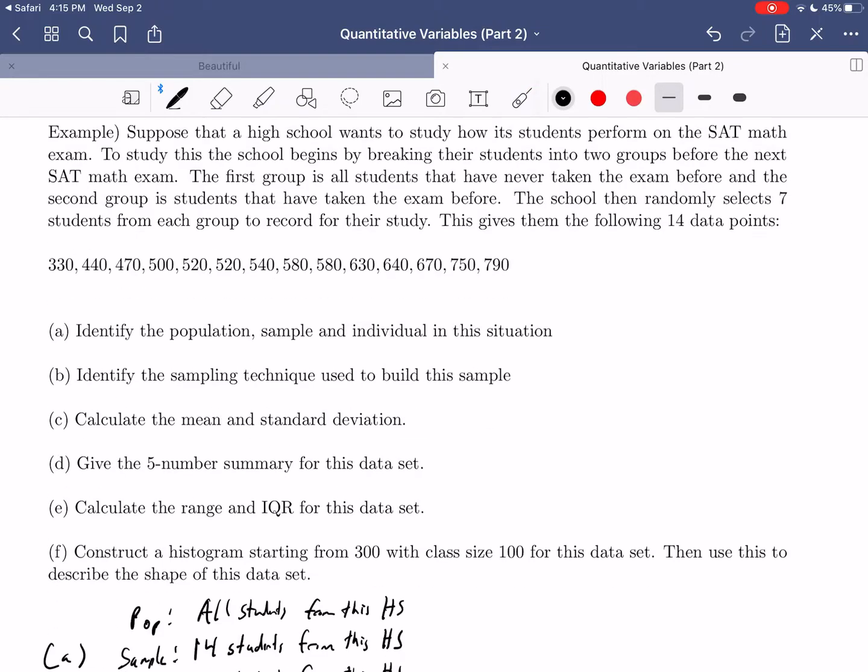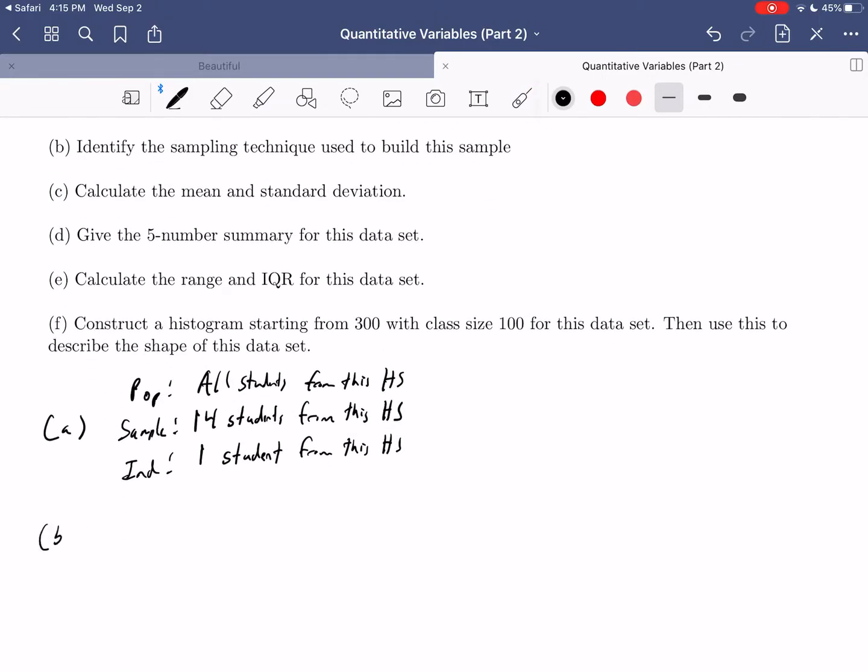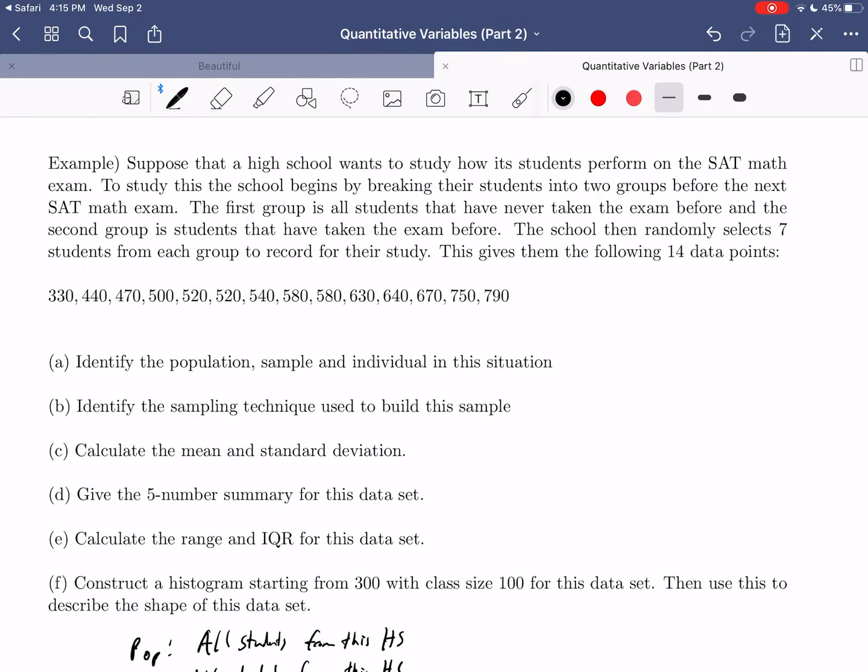All right, let's talk about the sampling technique that was used here. So what technique? So we notice that it mentions the word randomly in here. So again, that rules out convenience because convenience is not done randomly, and it rules out systematic because systematic uses a system instead of randomness.